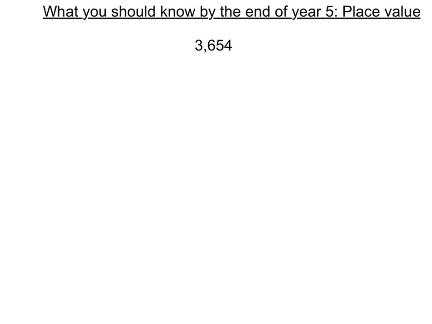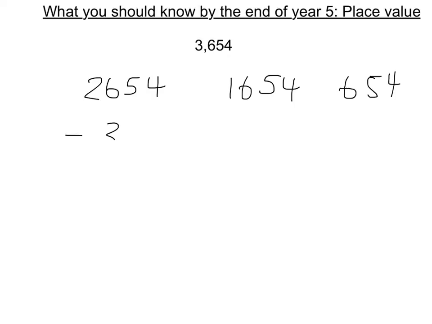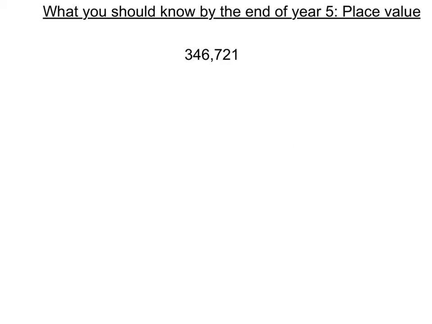When counting forwards and backwards, this also includes going through into negative whole numbers. So, if, for example, we were to count backwards in multiples of 1,000 from this number, we would end up with 2,654, 1,654, 654, minus 346, minus 1,346, and so on.